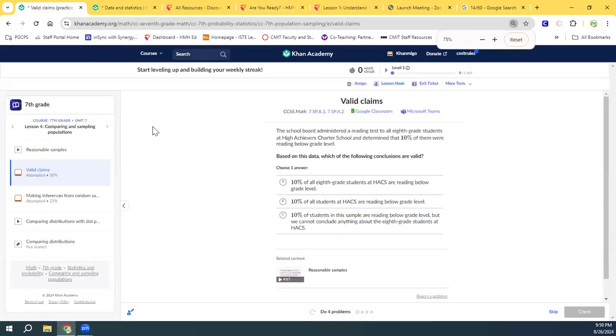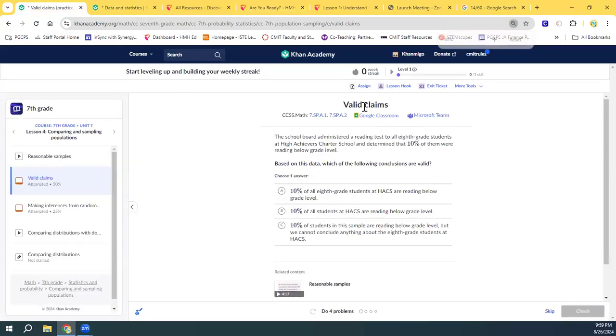But in your notes, first thing I would like you to write down is valid claims. And I'm not going to lie, this one is a little tricky. So what does that mean? That means that it's going to allow us some good learning, okay?